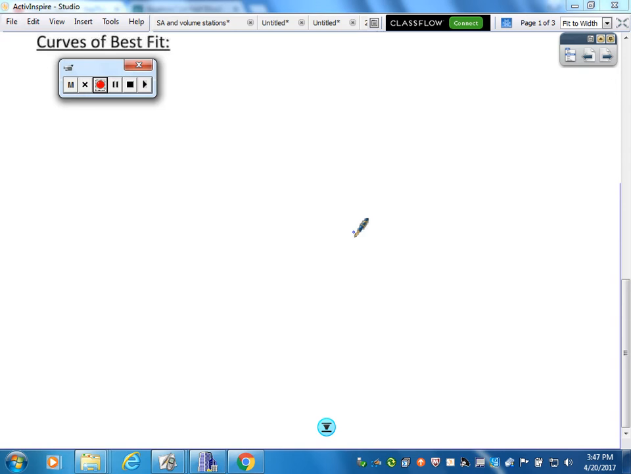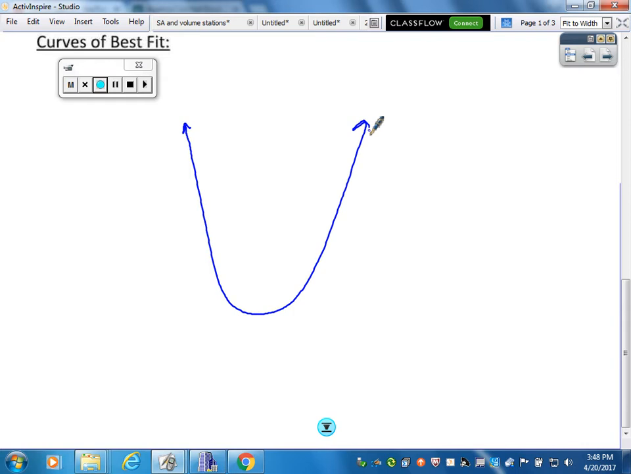Alright, let's talk about curves of best fit now. So a curve is a parabola. You would remember this probably from our quadratic unit where we factored and solved things. And we have two types of curves. We have positive curves, which make a U. And we've got negative curves that kind of make an upside down U or an N.